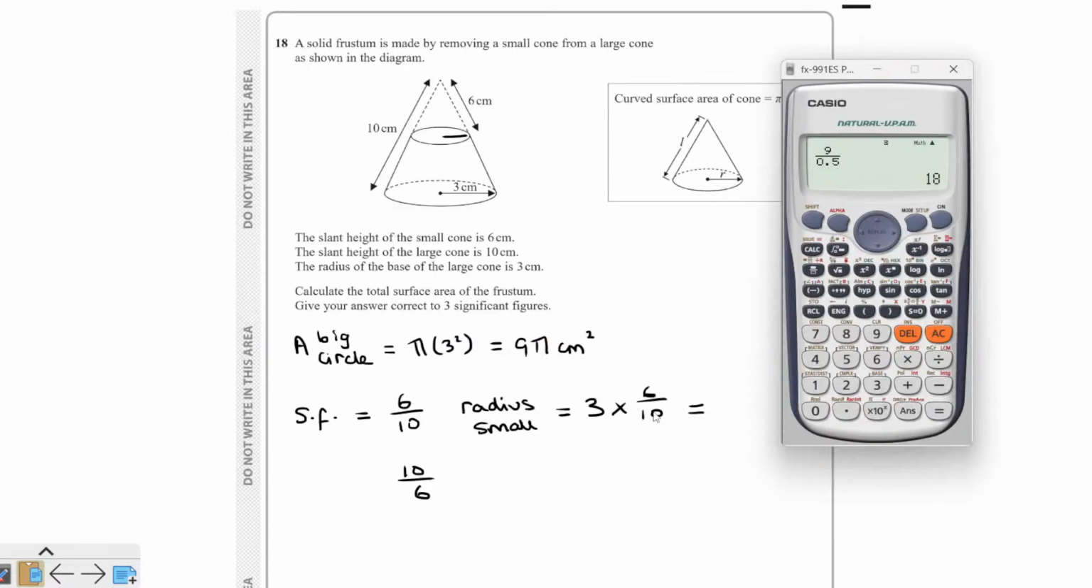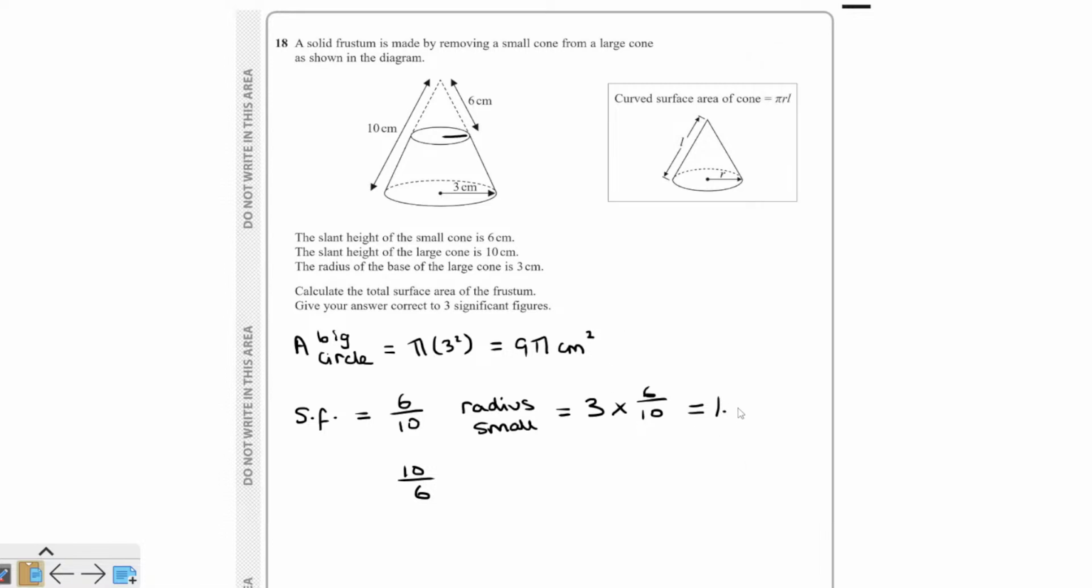So it's effectively saying 60% of 3 over 10. You can either leave it as 9 over 5 if you want, or it's 1.8. It's not too much of a difficult decimal. So the radius here is 1.8. So you just have to know that they are mathematically similar and you can kind of scale it. That's fine.